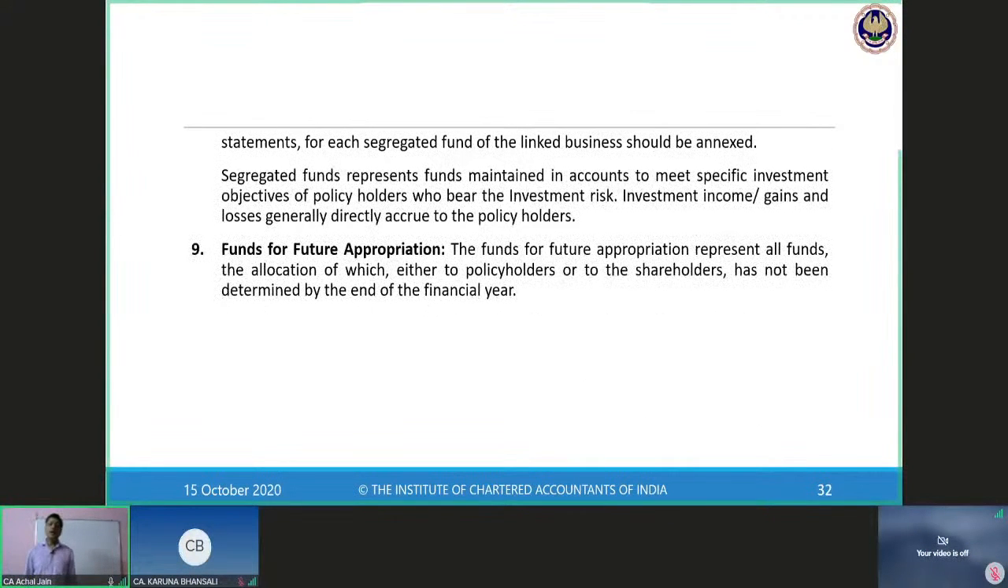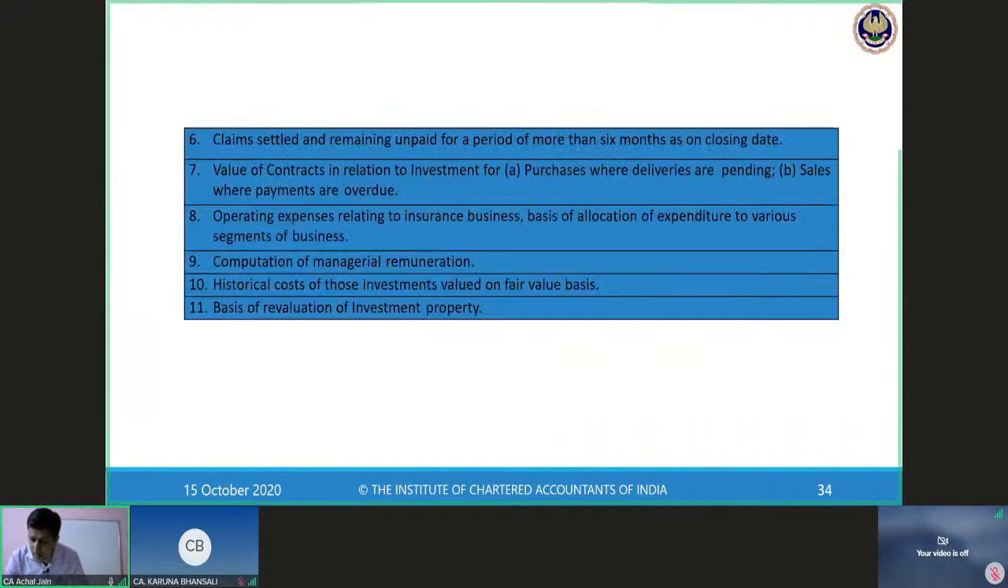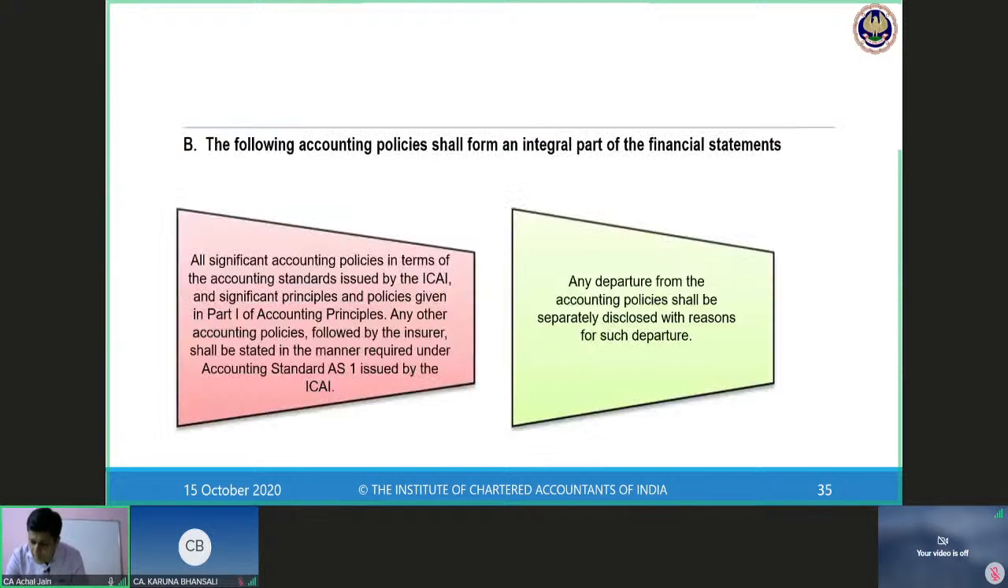Now we can just quickly flip through the disclosure requirements, the disclosures which will be forming part of financial statements. One is about contingent liabilities, which is commonly known to us. Second is about actuarial assumptions for valuation. I'll come to this point separately because this happens to be the most important area of audit for any insurance company. Then encumbrances to the assets of the company, commitments made and outstanding for loans, investments, fixed assets, amortization of debt securities, and various other disclosures, which you can just read through later on.